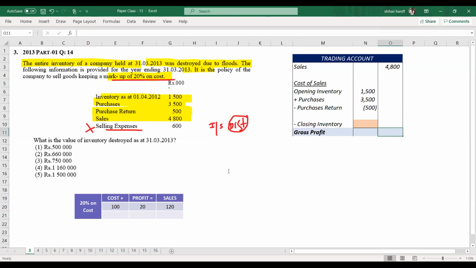There is a question: if the closing stock is destroyed, aren't we reducing it from the purchases? Yes, that is the amount. Now, closing stock only we are finding. That entire amount is destroyed. So once we calculate the closing inventory, we can take that entire amount as the inventory destroyed. It will affect the statement of financial position.